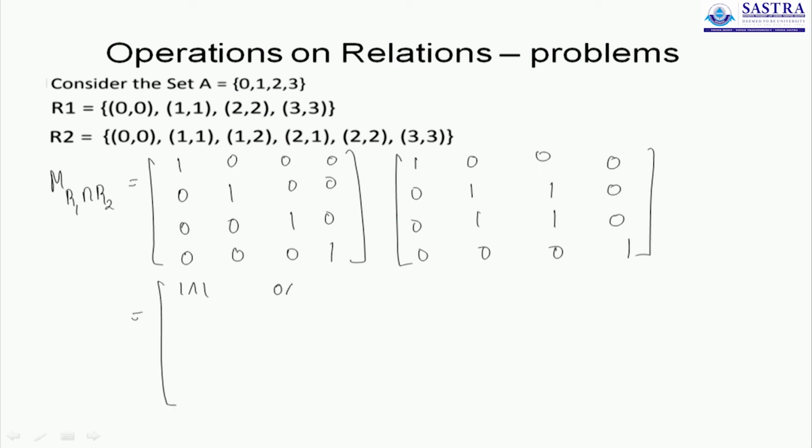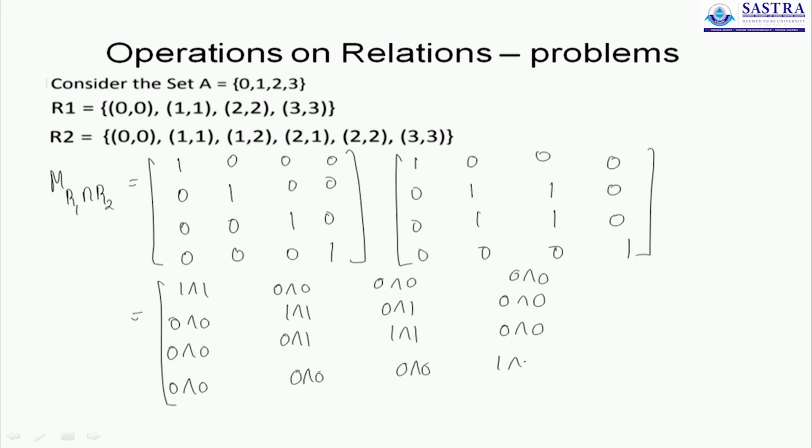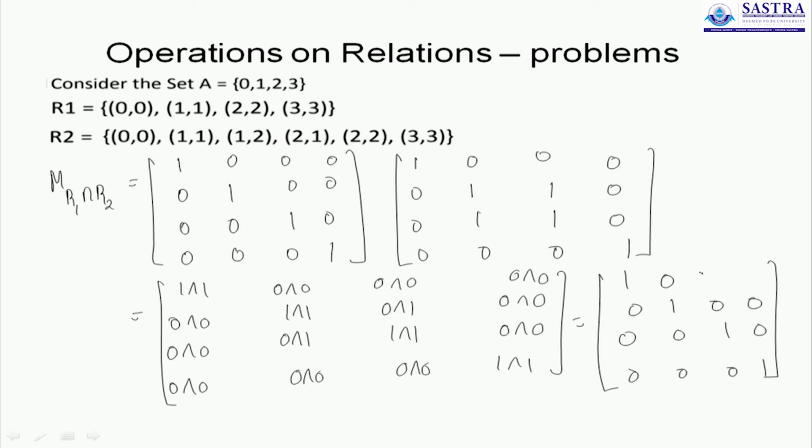One and one, 0 and 0, 0 and 0, 0 and 0, 0 and 0, 1 and 1, 0 and 1, 0 and 0, 0 and 0, 0 and 1, 1 and 1, 0 and 0, 0 and 0, 0 and 0, 0 and 0, 1 and 1. So the answers will come down to only ones along the diagonals and zeros everywhere else. Which means the intersection has only 4 pairs, 0 0, 1 1, 2 2 and 3 3.